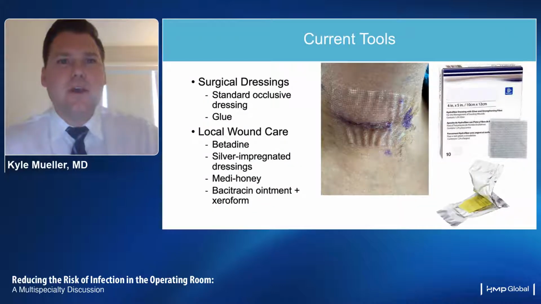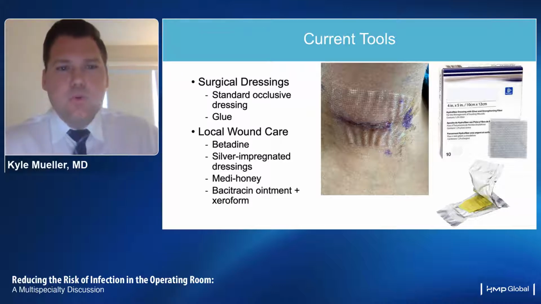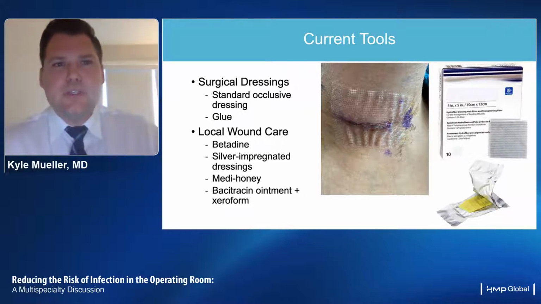surgical dressings. On the surgical dressing front, historically, it's been standard occlusive dressings or glue, depending on the surgical site. There's some local wound care that can be done afterwards to these incisions, but typically just a sterile occlusive dressing has been used in spine surgery.